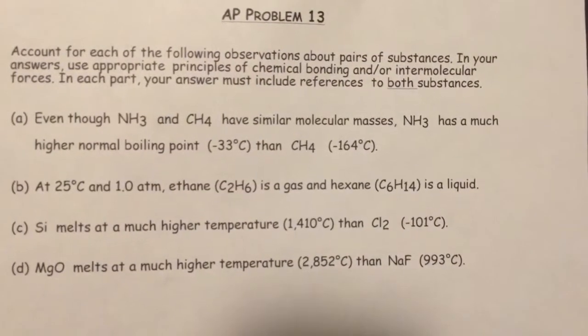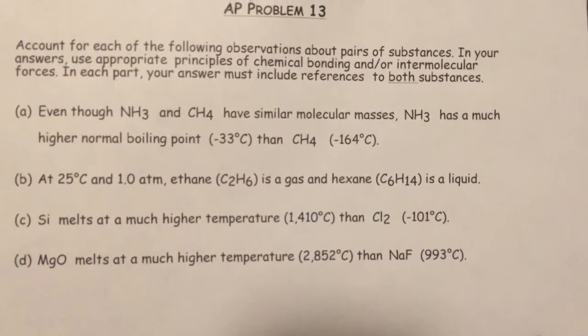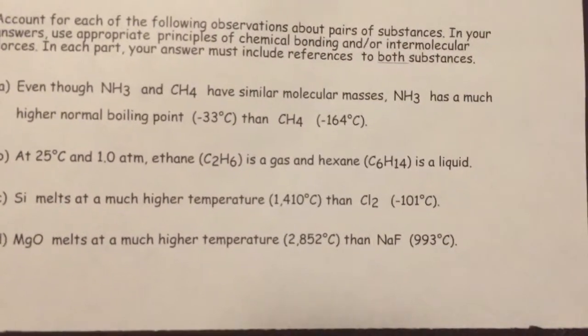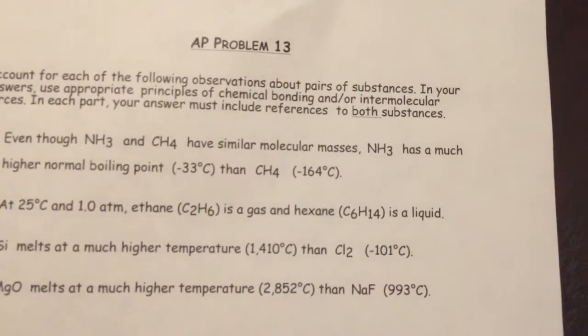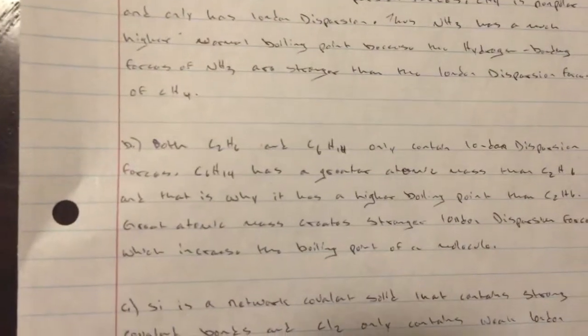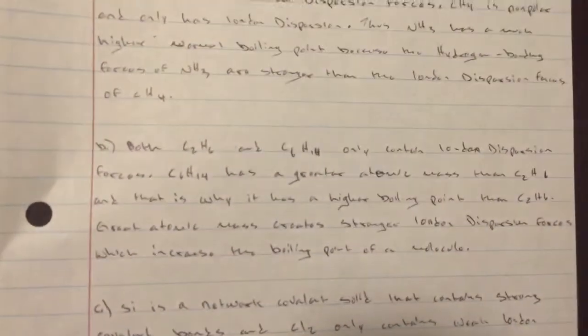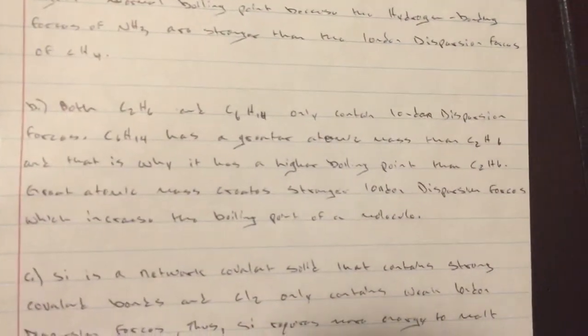Part B says, at 25 degrees Celsius and 1 atm, ethane, which is C2H6, is a gas, and hexane, C6H14, is a liquid. And that is because both C2H6 and C6H14 only contain London dispersion forces.